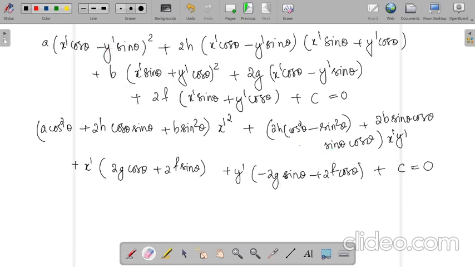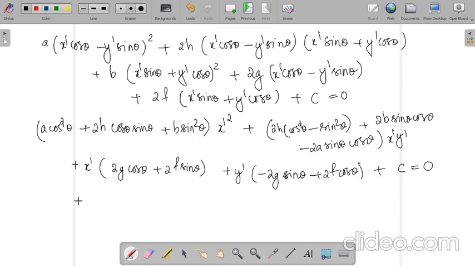So x dash, y dash terms come in this product. Both of these come in these two products. Here, 2a, so this is minus 2a sin theta cos theta, and here you will have 2b sin theta cos theta. Then the coefficient of x dash is 2g cos theta plus 2f sin theta, then y dash, minus 2g plus 2f cos theta, plus c.